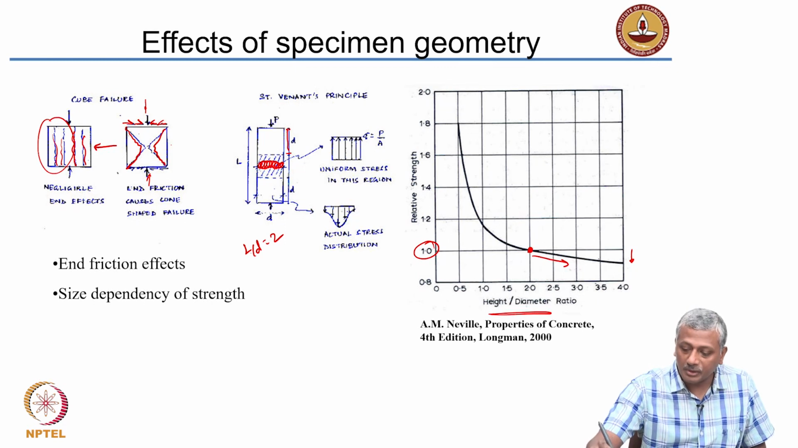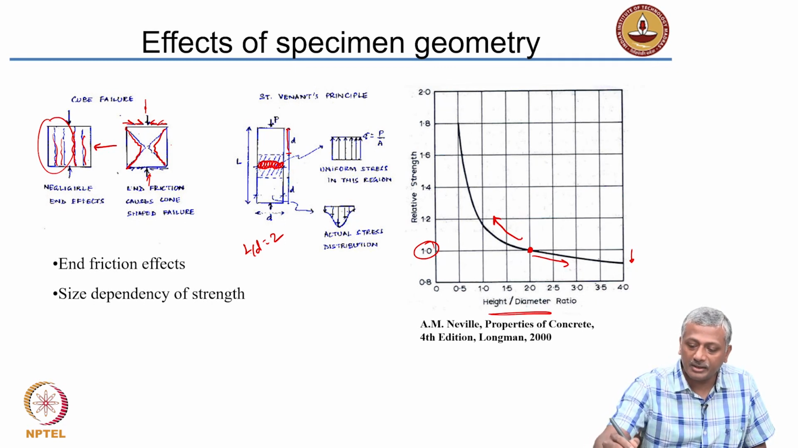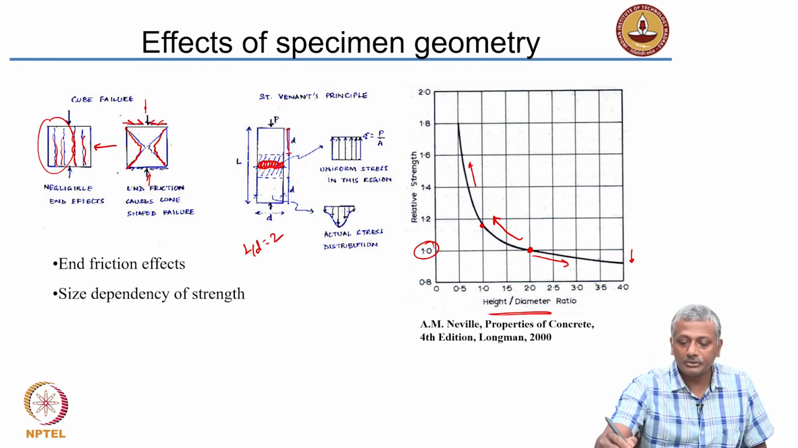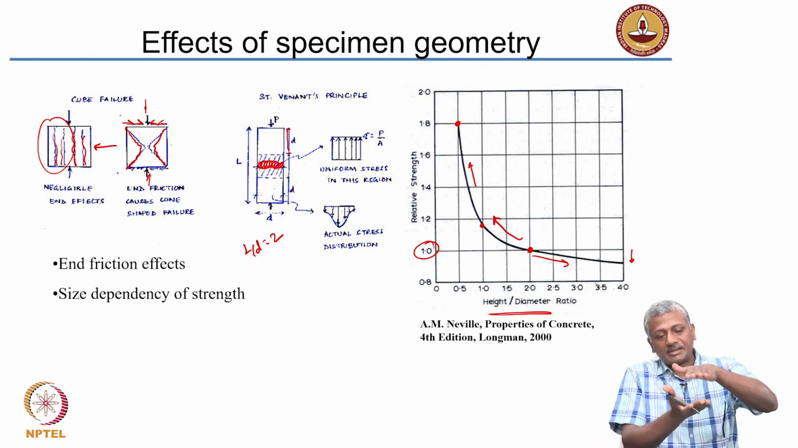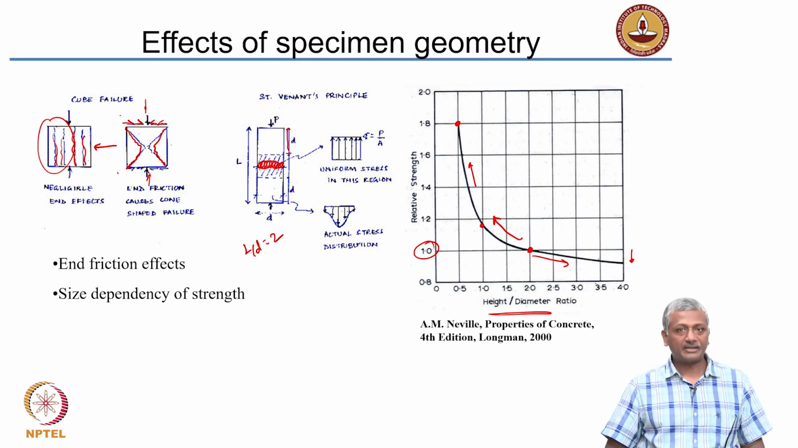What happens when you reduce the height to diameter ratio? At a height to diameter ratio of 1, you are at the level of the cube. Okay. Even beyond that, you are causing significant increase in your relative strength. Okay. As you keep on reducing the height to diameter ratio, your relative strength is going up, and that is because of this aspect of Saint-Venant's principle.